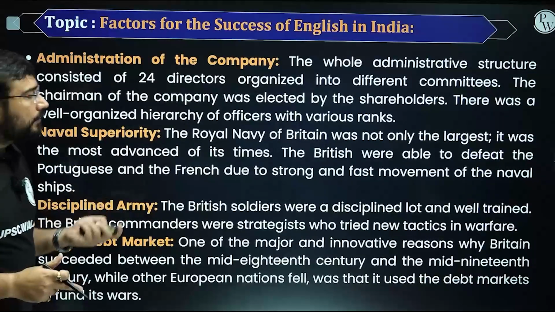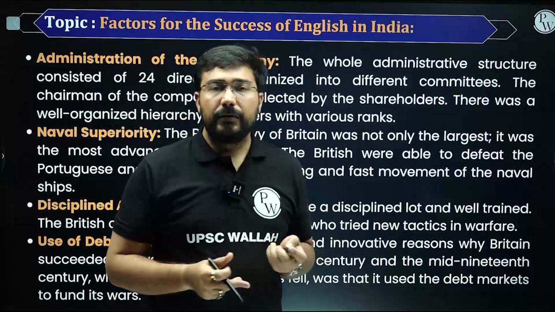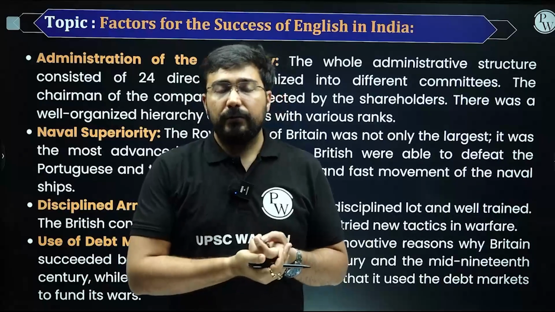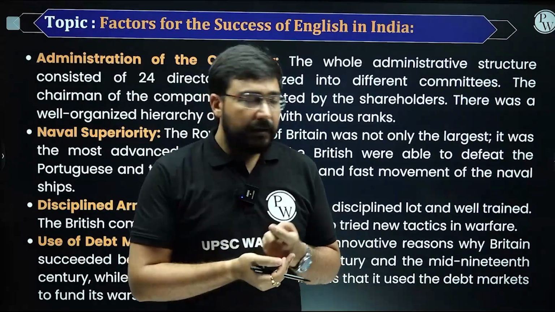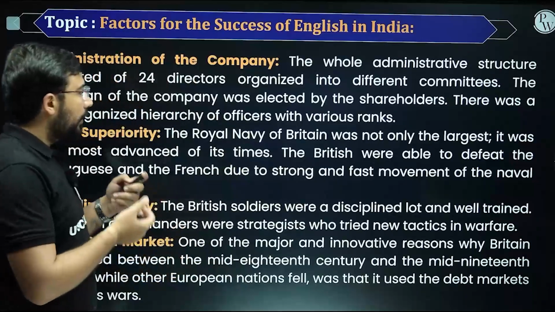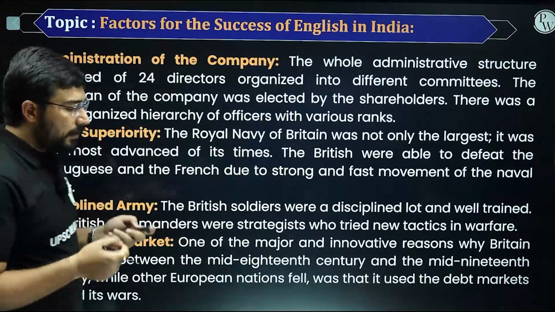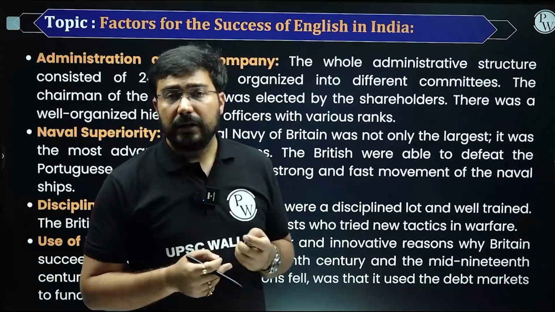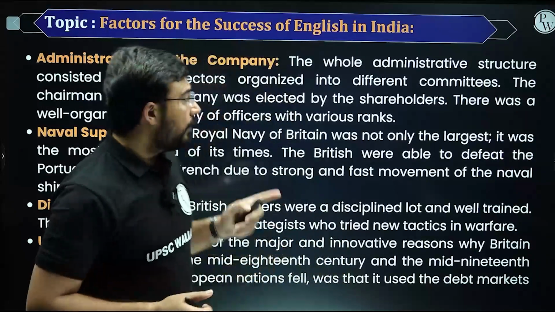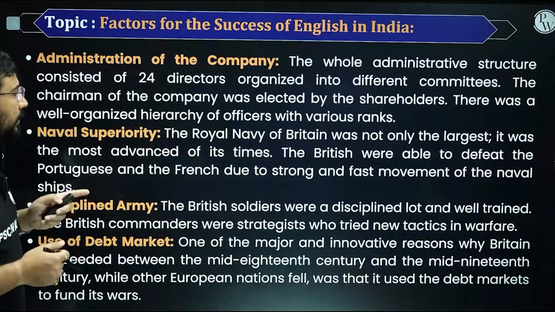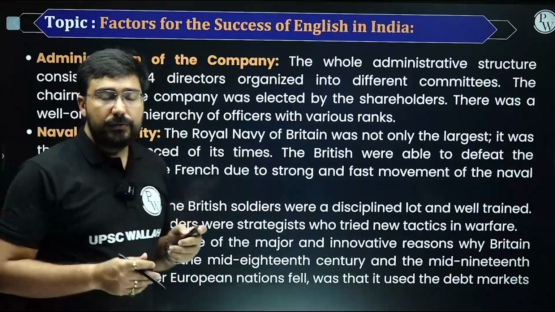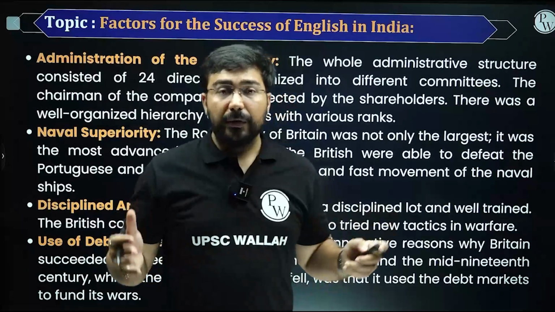Next, this company was more or less controlled by what is known as the Court of Directors. They had lots of committees, and 24 directors. And why did the English win in India? First of all, because of a very professional level of administration. The Court of Directors used to create committees, and they looked after multiple functions.